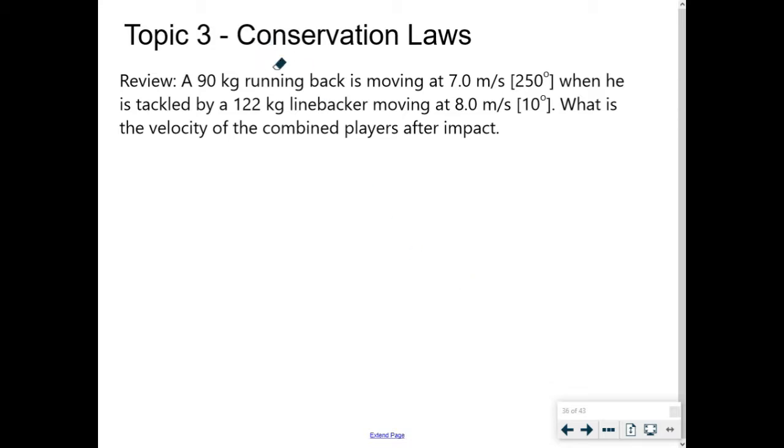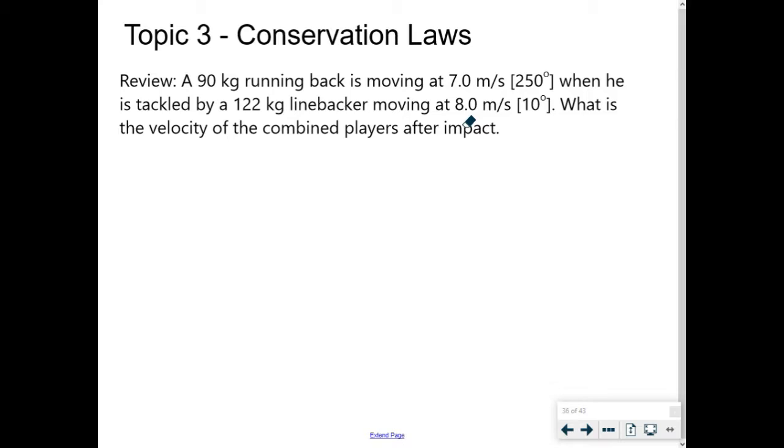Let's say that you have a running back, and the running back is moving 7 meters per second at a certain angle, and he gets tackled by a linebacker who is heavier than him and is also traveling faster than him. And he's going to tackle the other player. This is going to be your classic hit and stick kind of collision, where if I use my hands here, here's object 1, here's object 2. They're going to combine together and keep going.